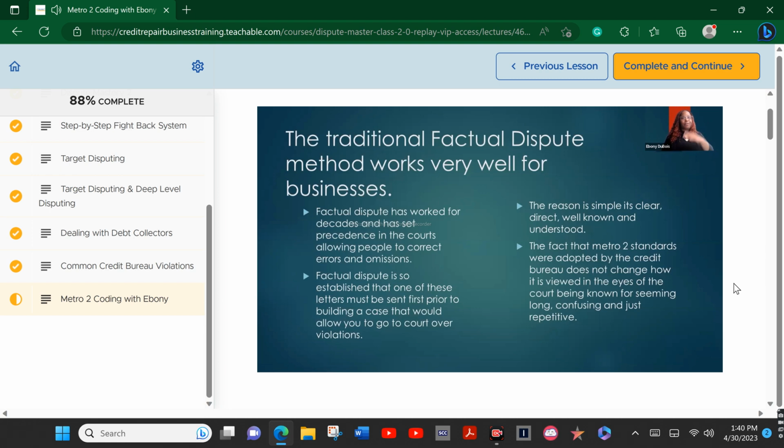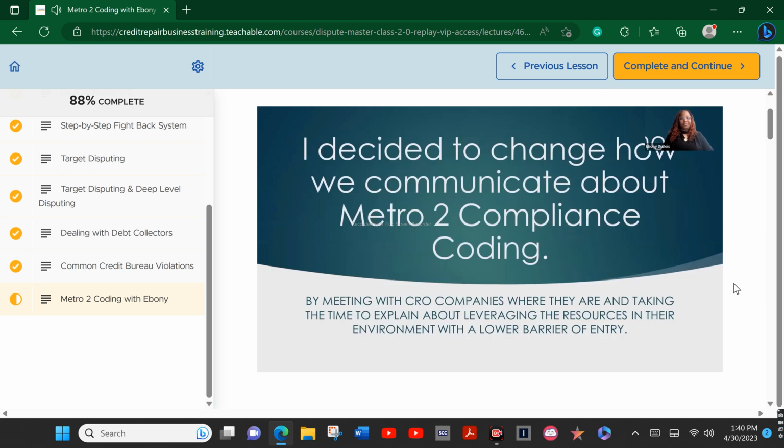If you're going to dive into it for endless hours until you understand it, if you're willing to go through the manual and break it down and then get yourself to a point where you can converse and have a conversation. Absolutely. So I decided to change how I communicate about Metro 2 coding by meeting with CRO companies where they are and taking the time to explain about leveraging the resources in their environment with a lower barrier of entry. Okay. So what I mean by that is a lot of the words, the jargon, the process, it's on 10 and nobody's breaking it down to level 3.